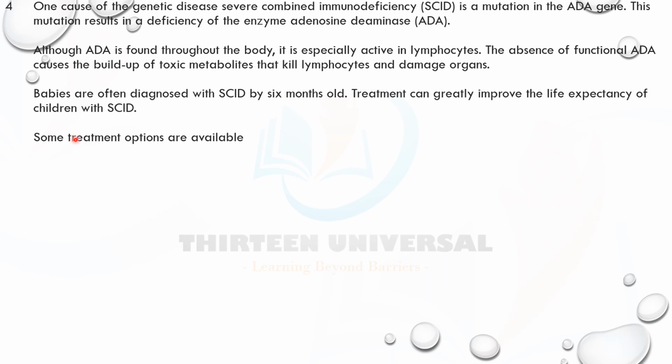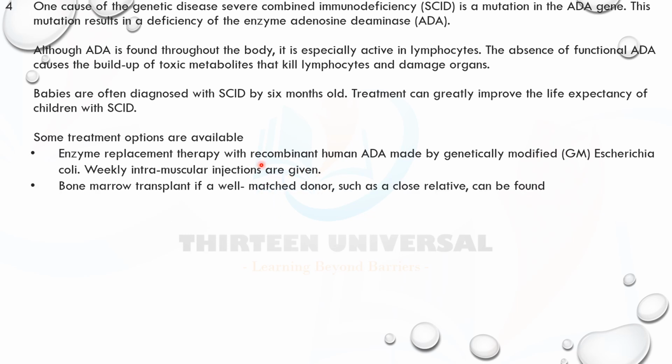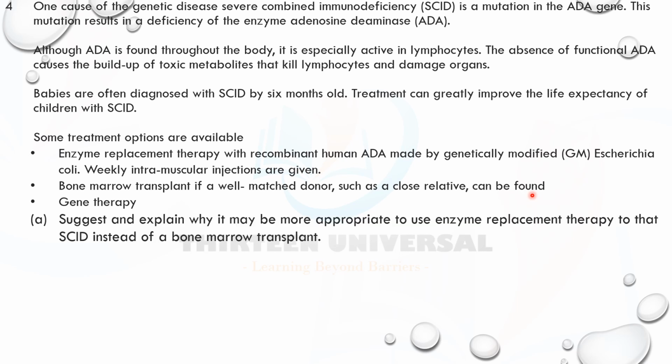Okay, some treatment options are available. Let's explore them. Enzyme replacement therapy with recombinant human ADA made by genetically modified (GM) Escherichia coli. Weekly intramuscular injections are given, so you keep giving this person injections. Bone marrow transplant, if a well-matched donor such as a close relative can be found. Gene therapy. Now guys, read this background information and understand it. It's very, very important. Then the question says suggest and explain why it may be more appropriate to use enzyme replacement therapy for SCID instead of bone marrow transplant.